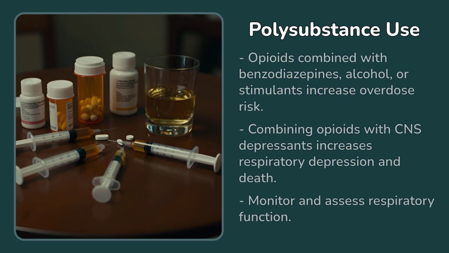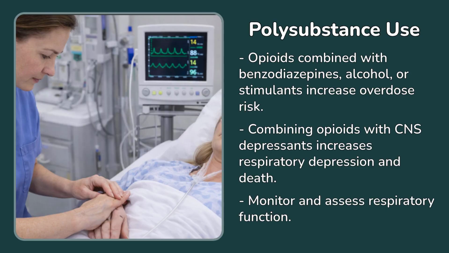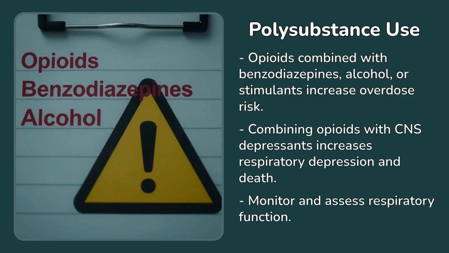One of the greatest dangers in today's opioid crisis is polysubstance use. Many overdoses involve opioids combined with benzodiazepines, alcohol, or stimulants. Combining opioids with other central nervous system depressants dramatically increases risk of respiratory depression and death. Even patients taking prescribed medications may be at risk if opioids are added. For NCLEX, if you see opioids plus benzodiazepines or alcohol in the stem, think high overdose risk. Prioritize monitoring and respiratory assessment.